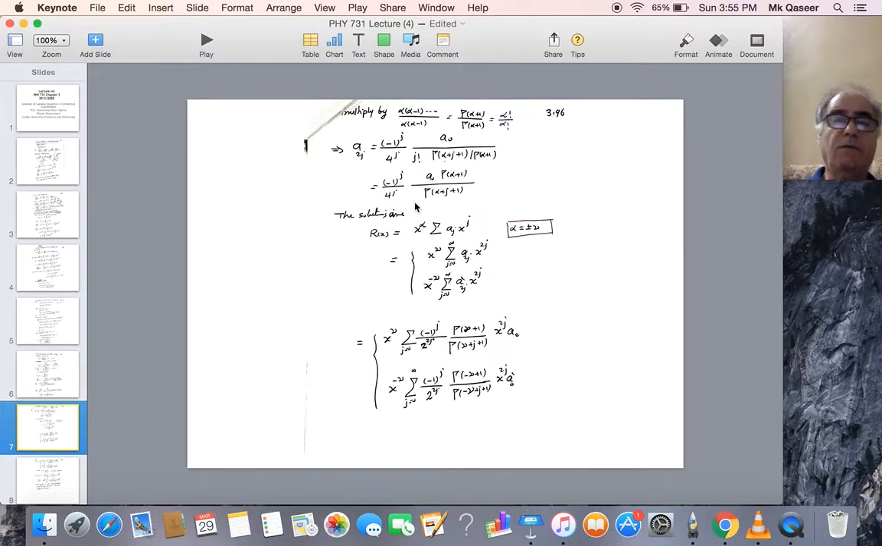Now substitute back into the series, which is this expression. Now j is 2j, and j runs from 0 to infinity, a sub 2j x to the power 2j plus alpha, but a sub 2j is given by this expression, and our alpha is plus nu or minus nu. Therefore we have two solutions.